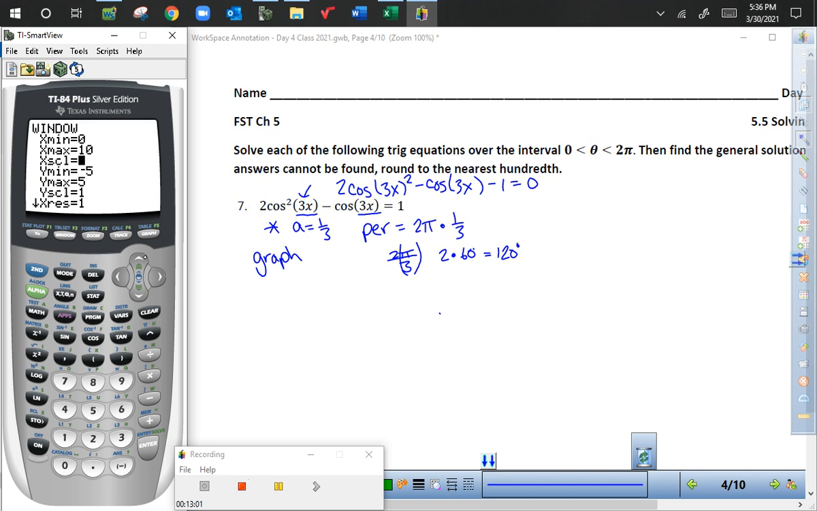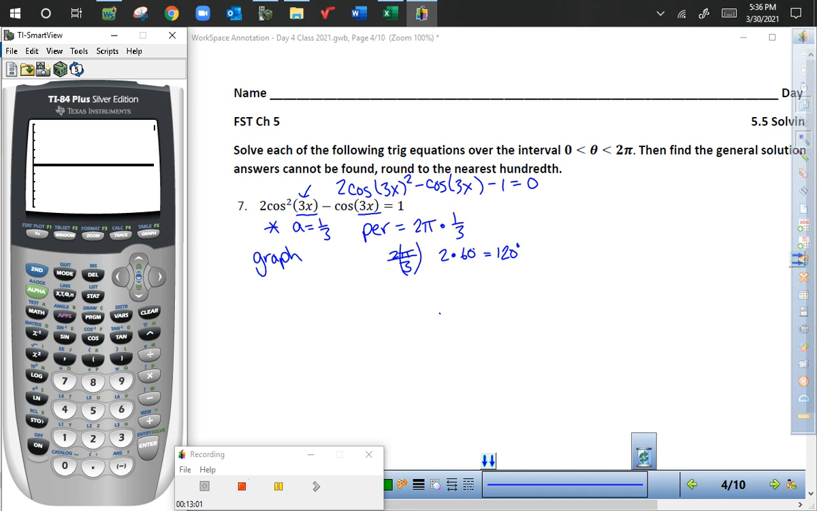Going back to the x max, we're going to set this to our period. Our period was 120, so that's what we're going to use. Again, you want the degree version, not the radian version. And with that in mind, our very last step is to make sure our mode matches our window, and it has to be degrees. Then go ahead and hit graph, and you'll see the curve.